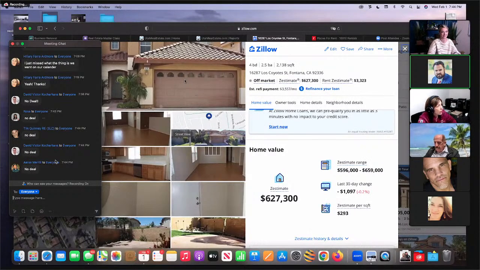You guys are fast. They are quick. Good job. 45 seconds left on the clock. Look at that though. Cochran's coming in first. I love it. No deal.